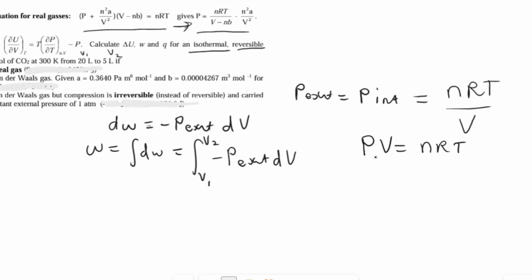So we divide by V on both sides. It will disappear there and come here. And then the pressure that is inside of the container, the internal pressure, will be given by the number of moles that are in there, multiplied by R, multiplied by T over V. Okay, so we are going to just replace our P external with that.